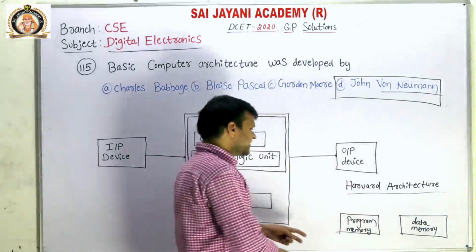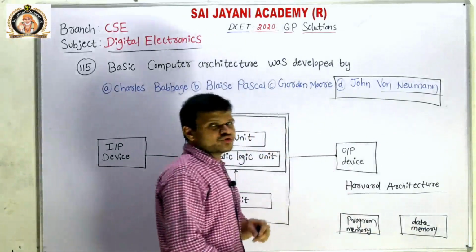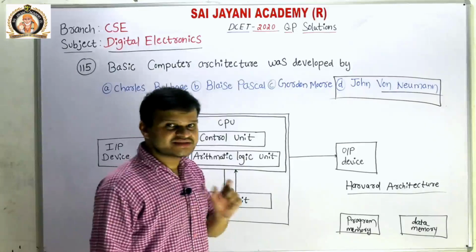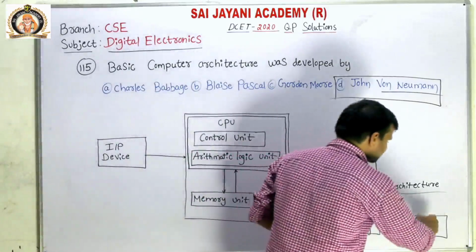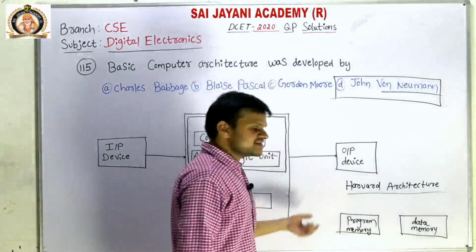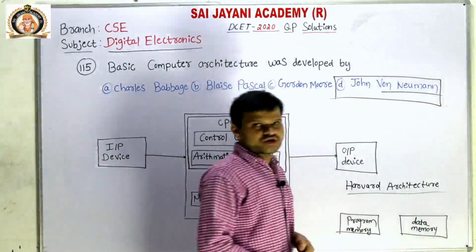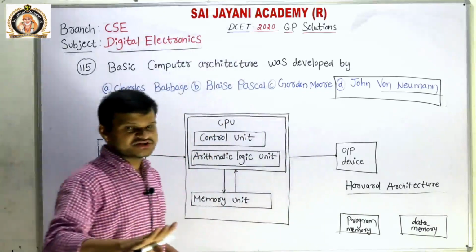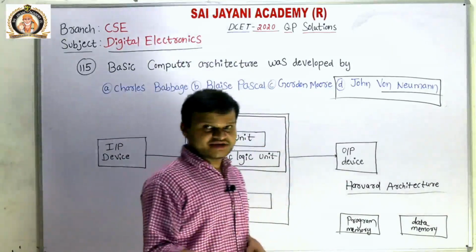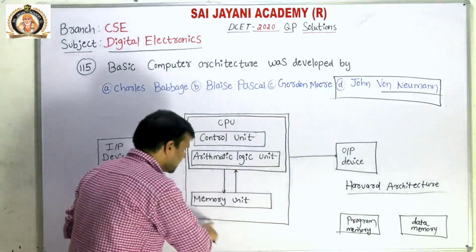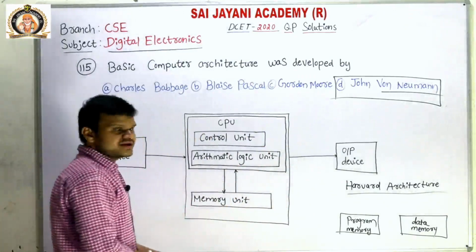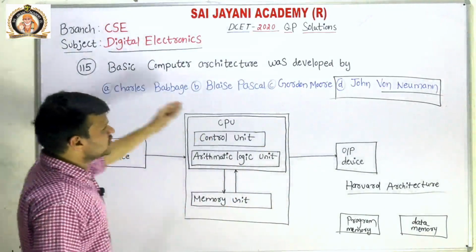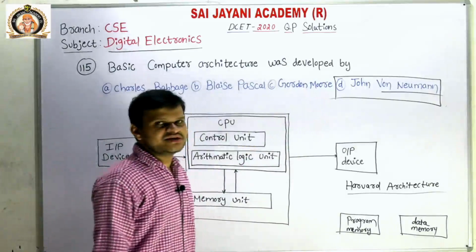Suppose when we write any program, then that program contains instructions as well as data. Then data is stored in the data memory and the instructions are stored in the program memory. But in von Neumann architecture, both instructions as well as data are stored in the same memory space. So for question number 115, option D, John von Neumann, is the right answer.